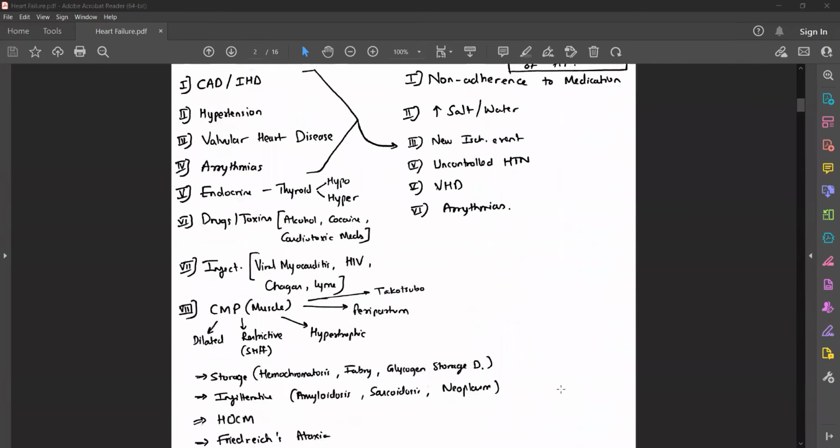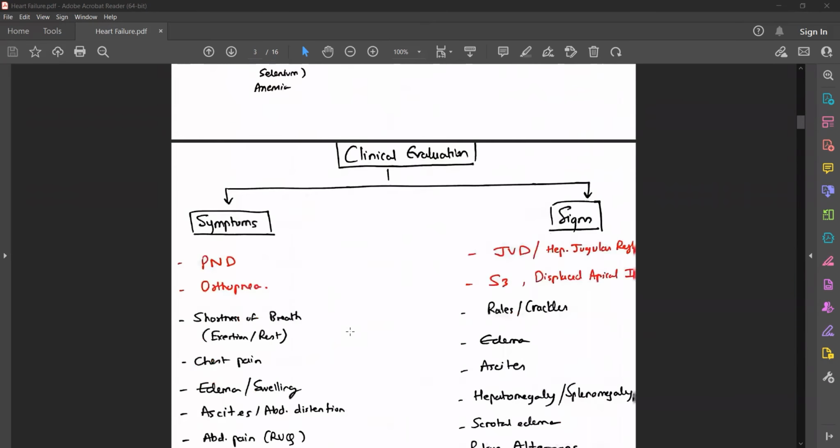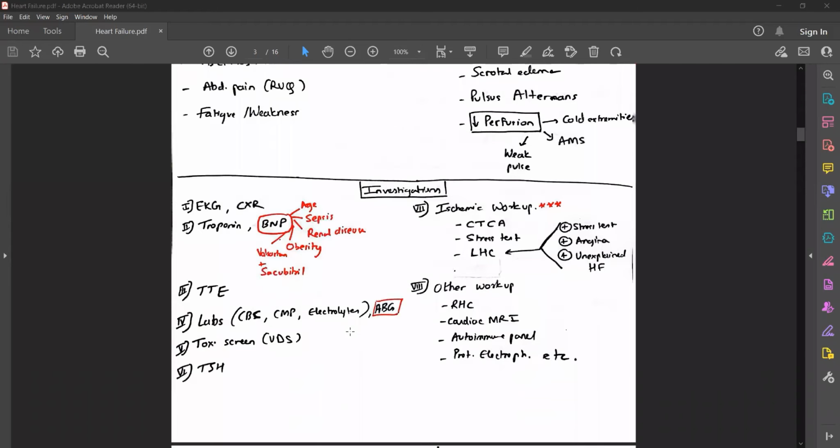Now, as I said, it is important to know the causes of heart failure, because when you know the causes of heart failure, for every patient who comes in with either acute exacerbation or new onset heart failure, you will know what investigations to order to look for the causes, what exactly led to this patient's heart failure. So let's start with the EKG.